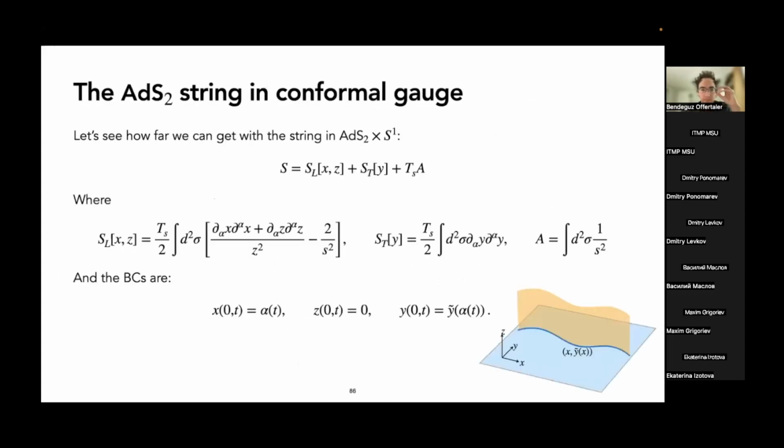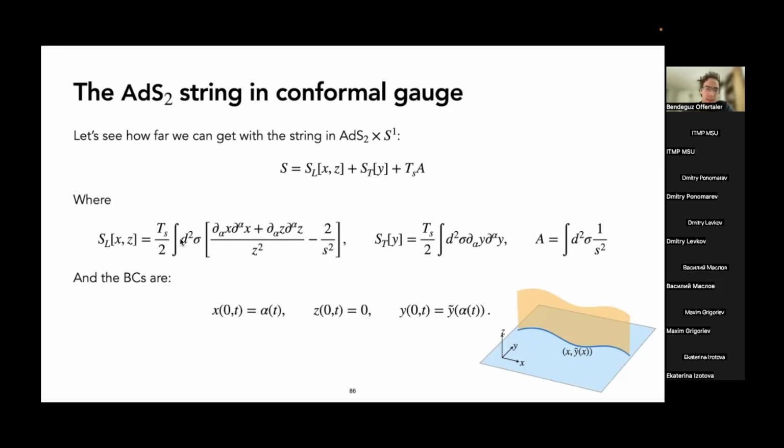Okay. So let's return to the case of the string in AdS2 cross S1. Now it is convenient in this setting to decompose the longitudinal modes and the transverse modes into two decoupled actions. So the longitudinal action will take this form, and the transverse action will take this form. And we have also subtracted off an area piece from the longitudinal action to make it finite. The area piece will, again, be divergent, just like we saw in static gauge, but we can renormalize it and forget about it.